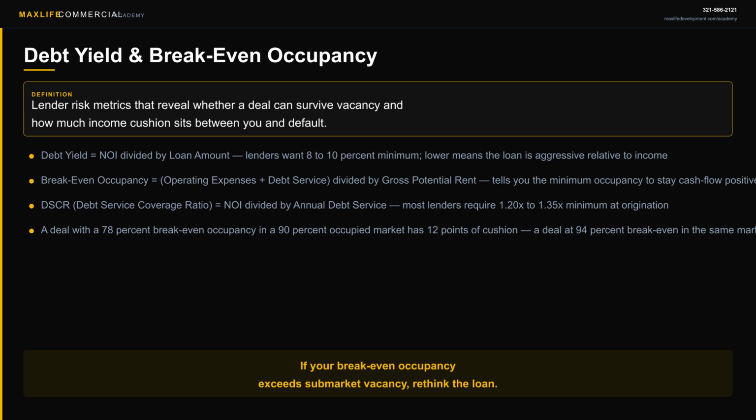When a lender underwrites your deal, they're running their own risk analysis, and the 2 metrics they care most about are debt yield and break-even occupancy. Debt yield is simply your net operating income divided by the total loan amount.